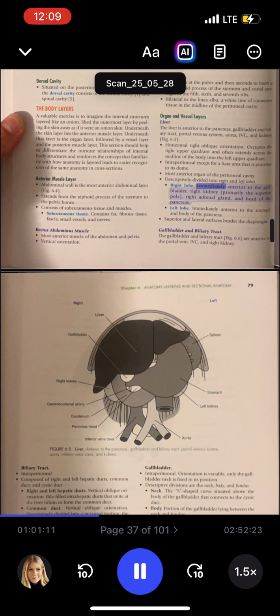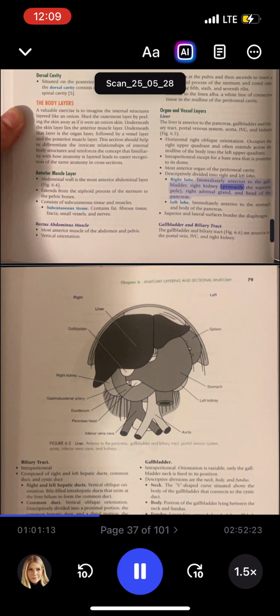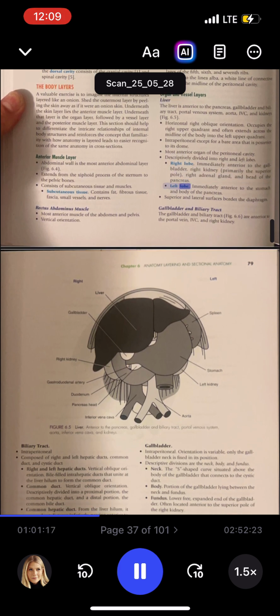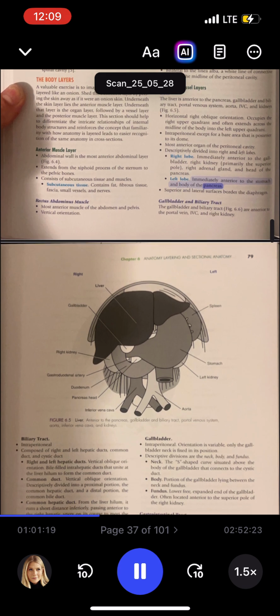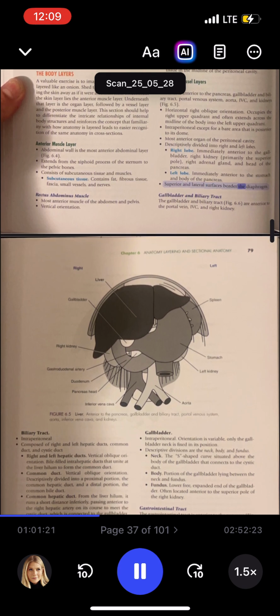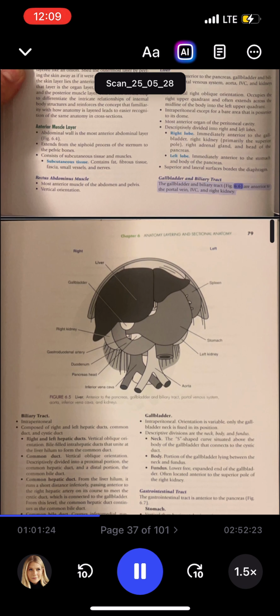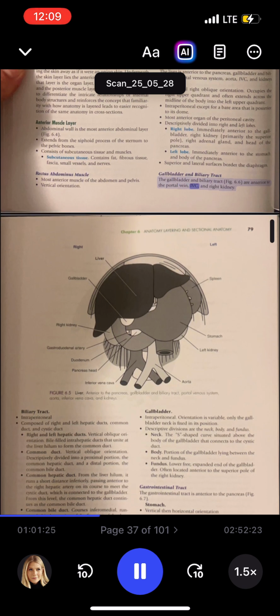Right lobe, immediately anterior to the gallbladder, right kidney, primarily the superior pole, right adrenal gland, and head of the pancreas. Left lobe, immediately anterior to the stomach and body of the pancreas. Superior and lateral surfaces border the diaphragm, gallbladder, and biliary tract. The gallbladder and biliary tract, Figure 6.6, are anterior to the portal vein, IVC, and right kidney.